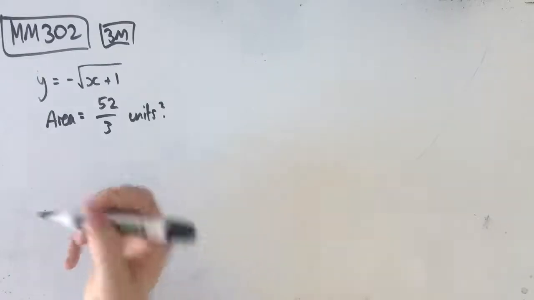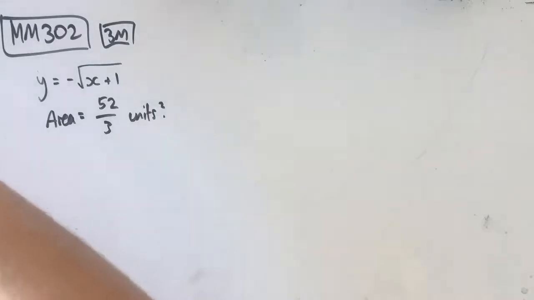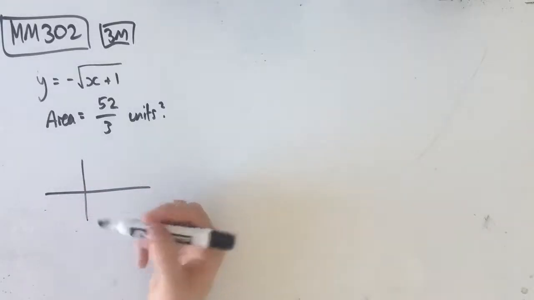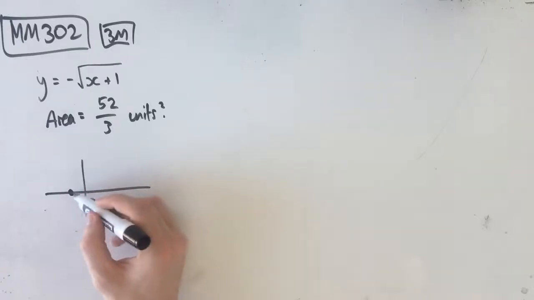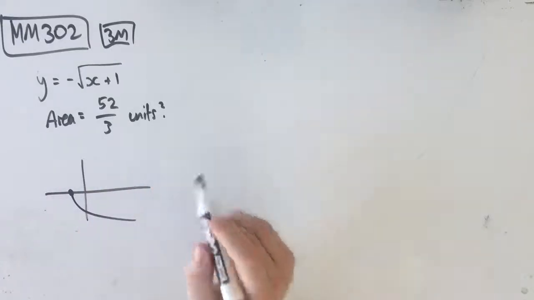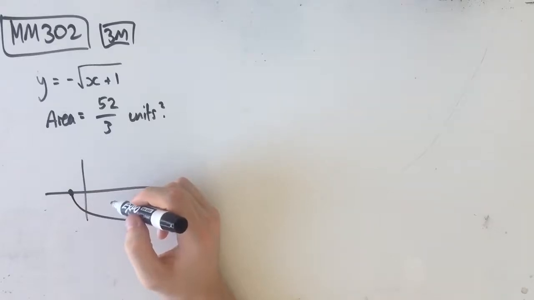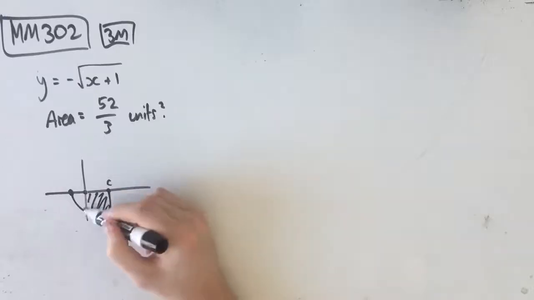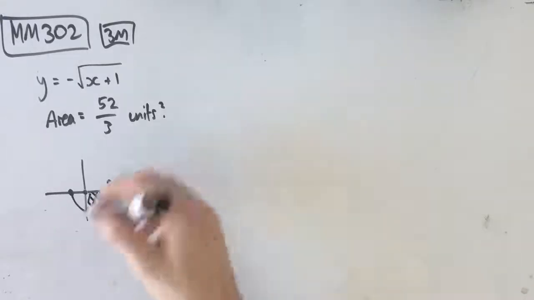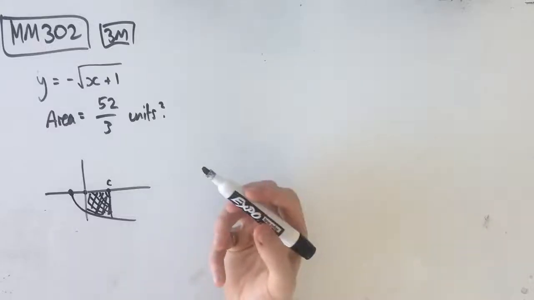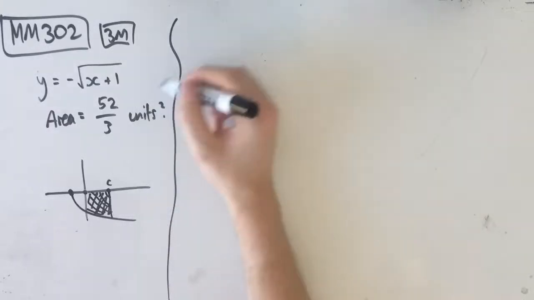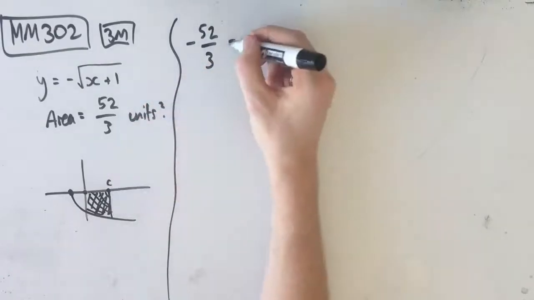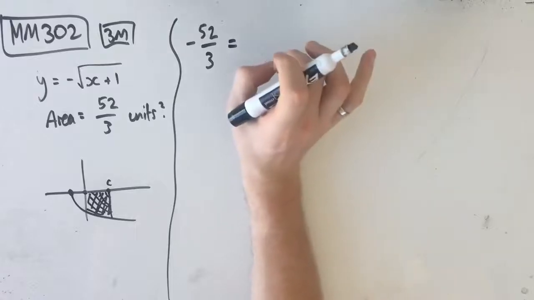So it's important to recognize that this graph is under our x-axis, right? So it sort of looks like negative root x plus 1, sort of like this, right? So we're looking for the area between x equals 0 and x equals c, for example here. So this area here. Because our area is under our x-axis, our integral is actually going to be a negative number. So our integral is going to come out at negative 52 on 3, not positive, because it's under the axis, right? So that's an important part of this question.